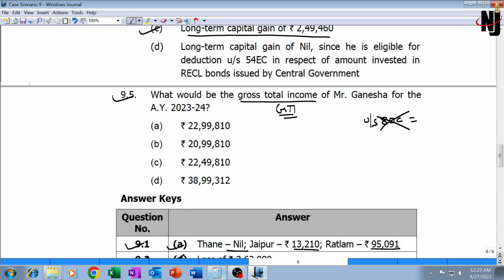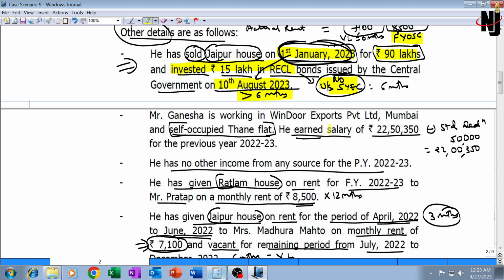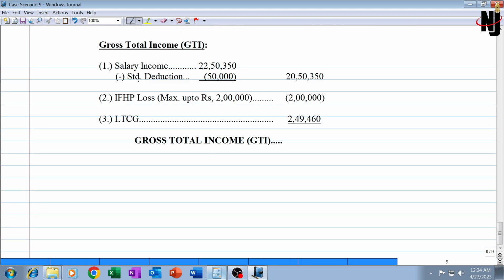How much will be his GTI? So three types of income he has. Number one, he has got salary income of 22,50,350 minus standard deduction 50,000 will be 22,00,350. Secondly, he has got loss from house property, and third, he has got long term capital gain 2,49,460. So his GTI will be salary income 22,00,350 minus IFHP loss, which was 363 something, but only up to 2 lakh is allowed as per section 71(3)(a), and then LTCG 2,49,460. This IFHP loss can be set off against salary income also, can be set off against LTCG also, but against which income we are setting off, that is immaterial.